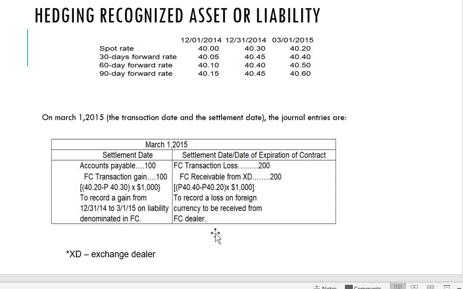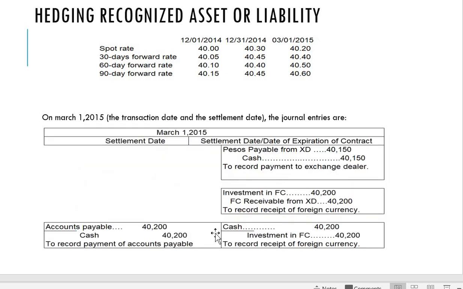Okay? So our next entry would be to record the payment to the exchange dealer. The amount fixed that we will pay the exchange dealer is 41.50, the forward rate at the transaction date. That's debit peso payable to exchange dealer at 41.50, credit cash 41.50.